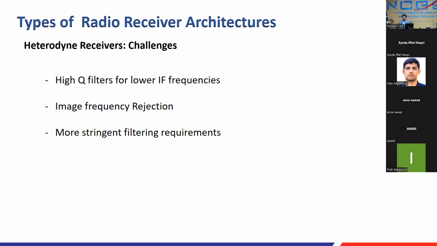Like I have already stated, in the heterodyne receiver you need high Q filters for the lower IF frequencies. That is the challenge to make. Then there is image frequency rejection; if you don't get a high Q filter, you have more stringent filtering requirements because you might be compromising on the filter bandwidths.